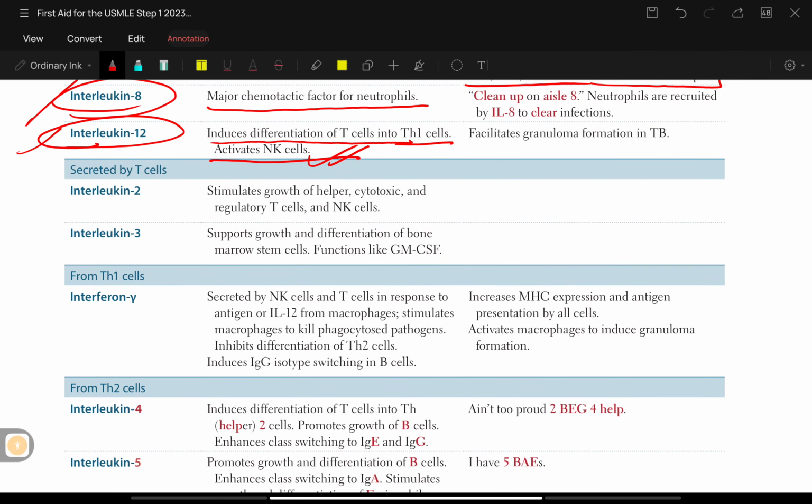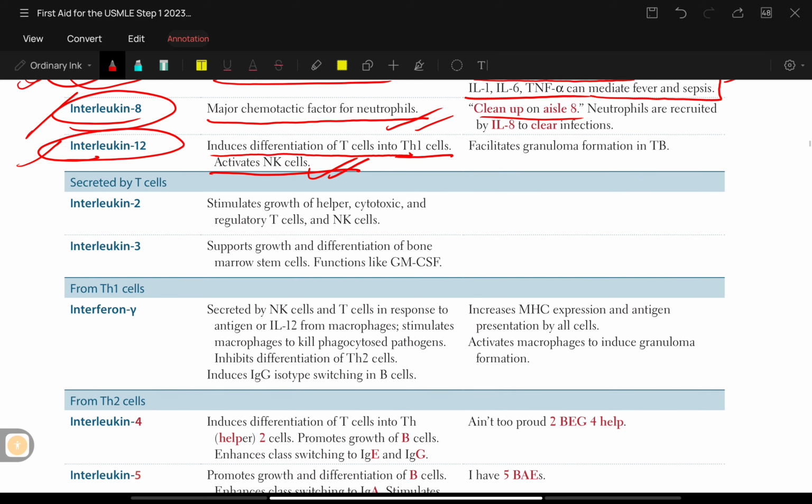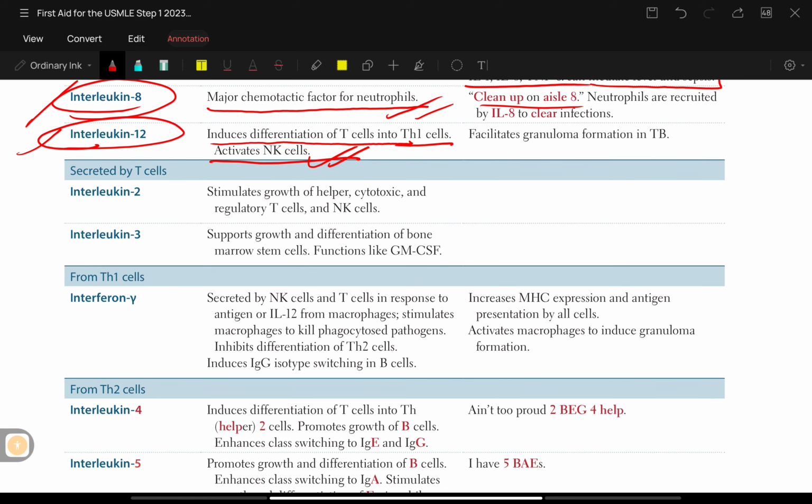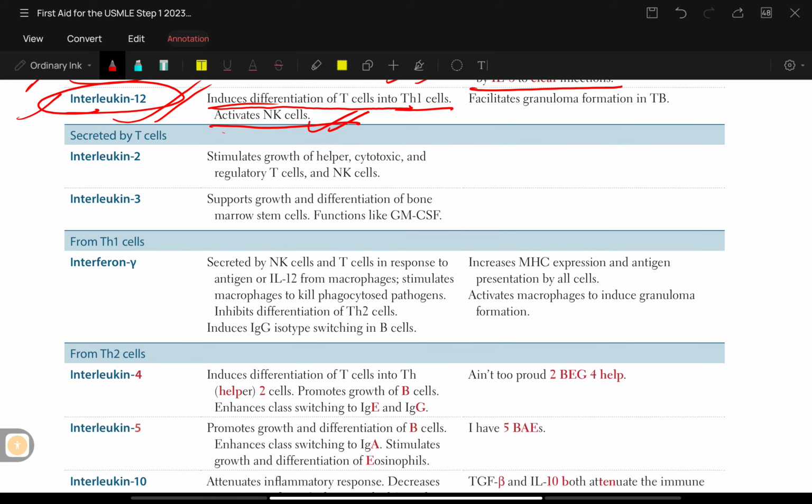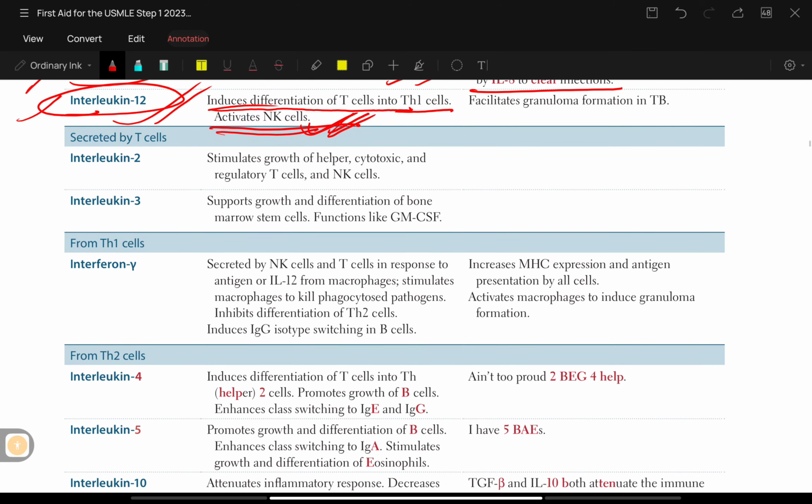Now interleukin 8 is given as the clean-up on aisle, and the neutrophils are recruited by interleukin 8 to clear infections. Now interleukin 12, as we have discussed, induces differentiation of T cells into T helper 1 cells and activates natural killer cells. It also facilitates granuloma formation in TB.